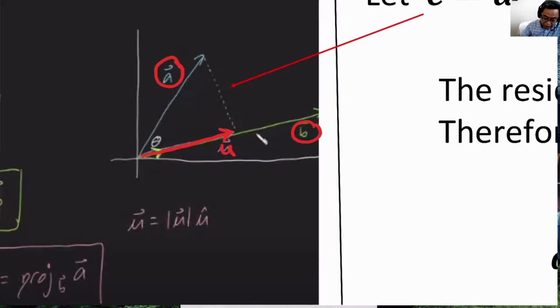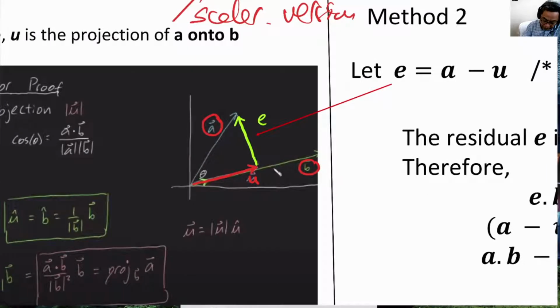You will realize that if we approximate A by U, there is a residual. This residual, let us draw in another color, green. We call it E, the error vector. Let E be the vector A minus U.